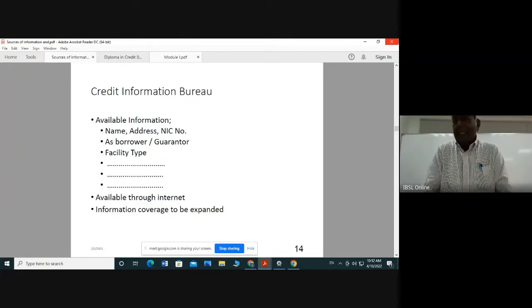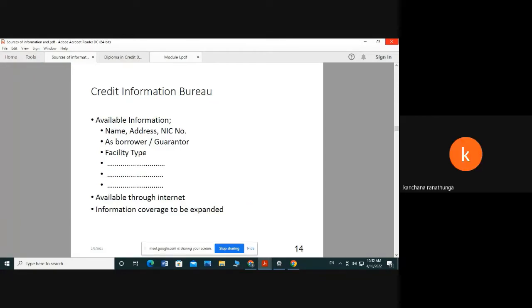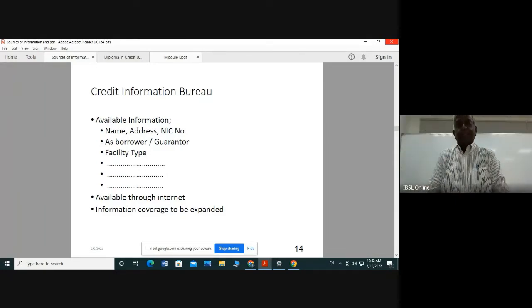I got the facility type. When you look at the facility type, what are the information? Name of the bank, the branch, date granted, amount granted, how much repaid, how much outstanding, how is the security? Tenor, sorry, period of the loans, loan period. Yes, repayment period. Very good. What is the present outstanding? Whether it is regular or irregular.